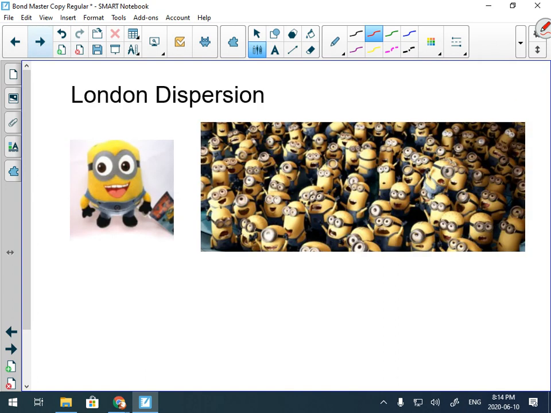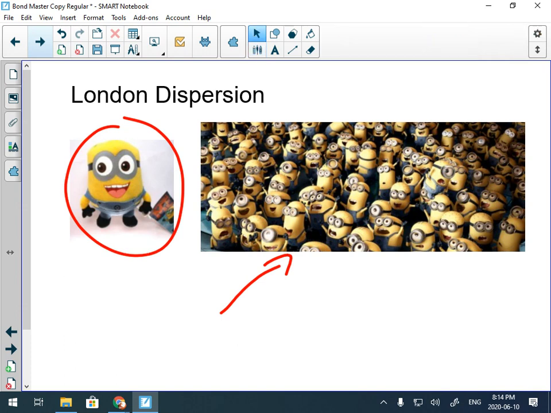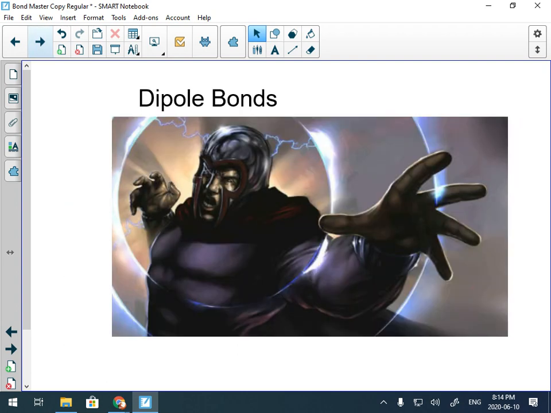Okay, so recap. London dispersion is like a minion. One minion by itself is basically useless, right? They're garbage. If you get 4 of them together, they basically can't even babysit kids. But if you get a ton of minions, they actually can help you become a supervillain and make great gadgetry in your basement. Also, they run on bananas. Okay. Dipole bonds, think of like a magnetic power. So if you have two different poles like a magnet, it's very strong.